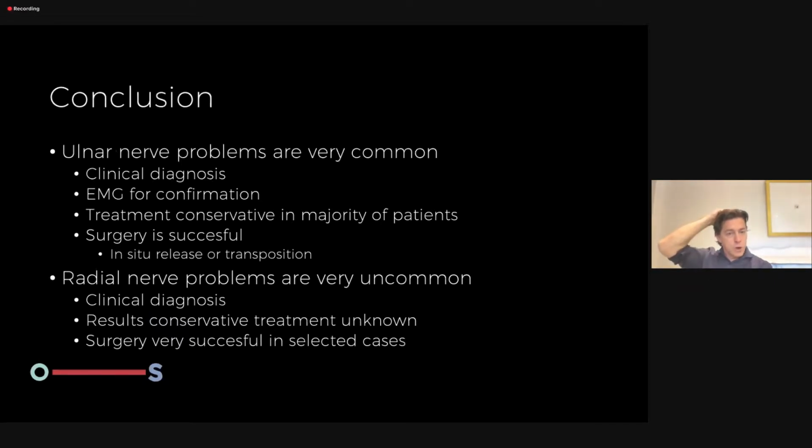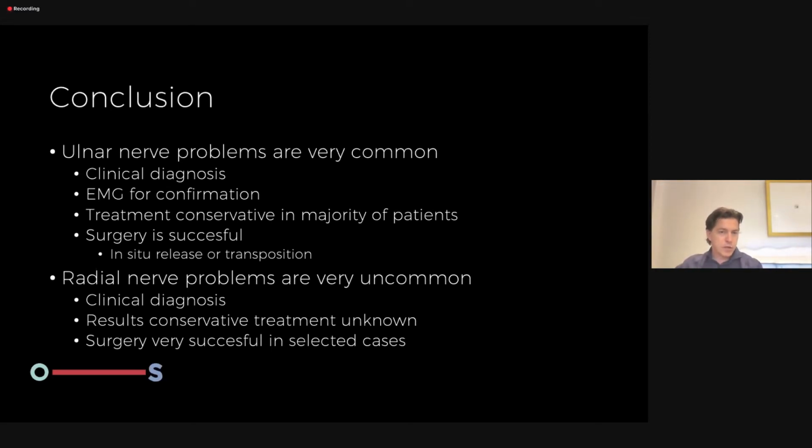So in conclusion, elbow nerve problems are very common. The second most common after carpal tunnel syndrome. It's a clinical diagnosis. Pins and needles in the little finger, clumsiness. Those two symptoms are very important to recognize as ulnar nerve symptoms. I do an EMG for confirmation. Also, when you do an EMG pre-op, you have a base.